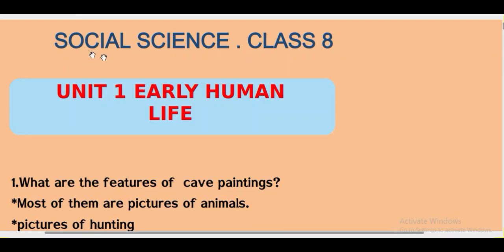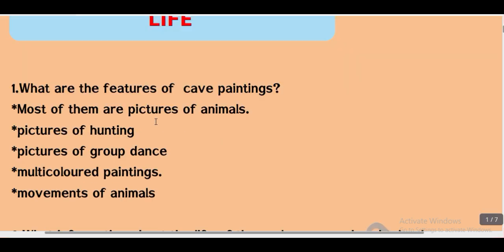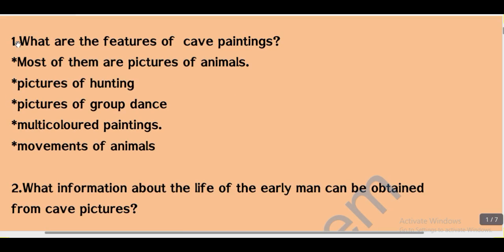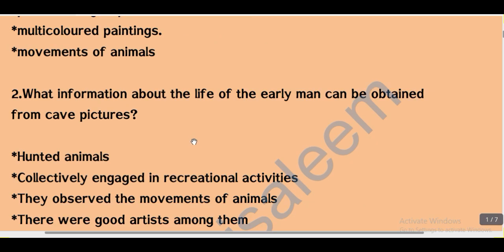8th Standard Social Science Unit 1 Early Human Life. Question and answers. First question: what are the features of cave paintings? Answer: most of them are pictures of animals, pictures of hunting, pictures of group dance, multicolored paintings, and movements of animals. Second question: what information about the life of the early man can be obtained from cave pictures?